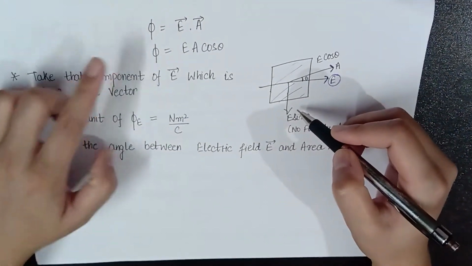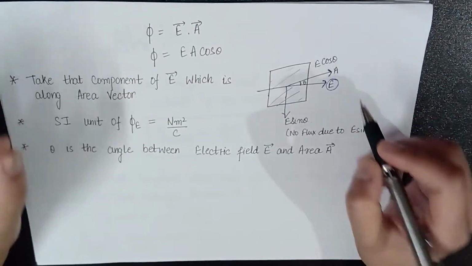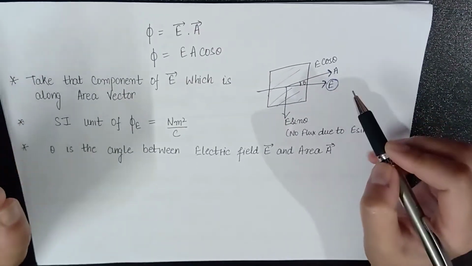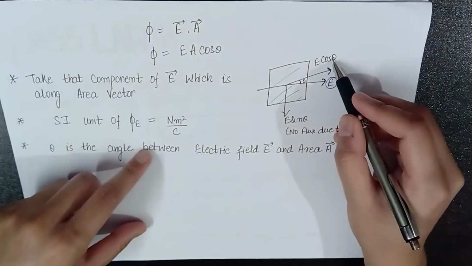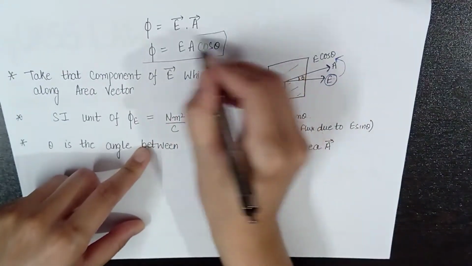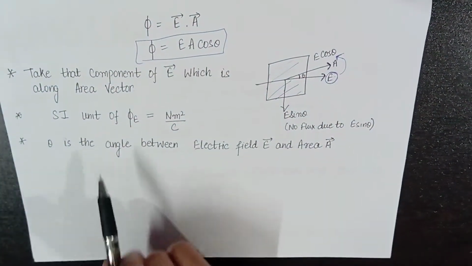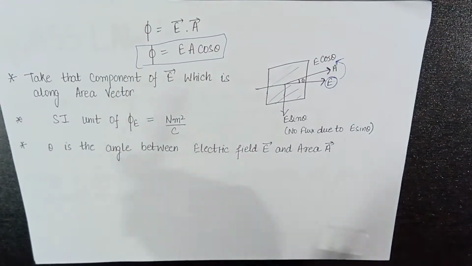So for the flux, if we want to calculate the flux, we have to take that component of the electric field which is along the area vector, that is E A cos theta. That is what will give the flux. And the SI unit of flux is Newton meter square per coulomb.